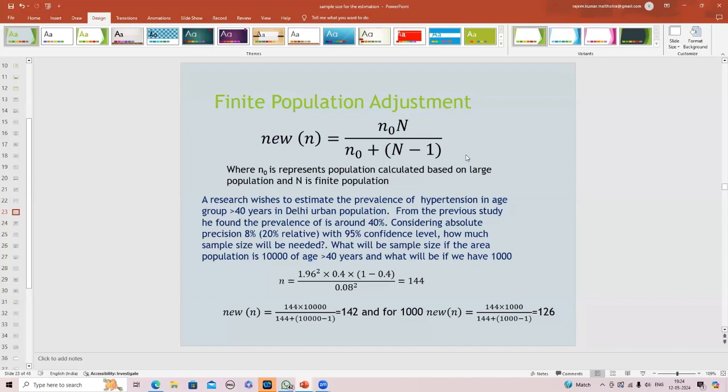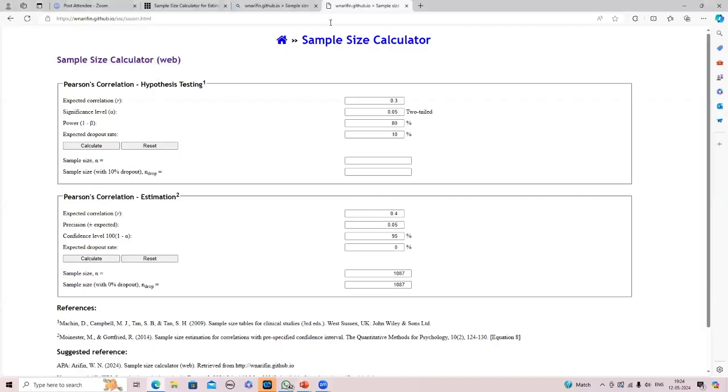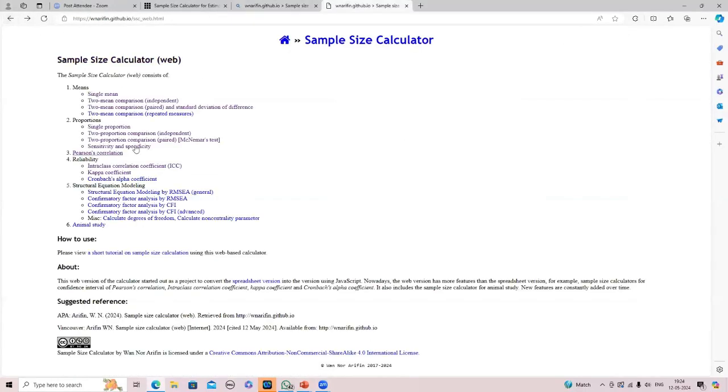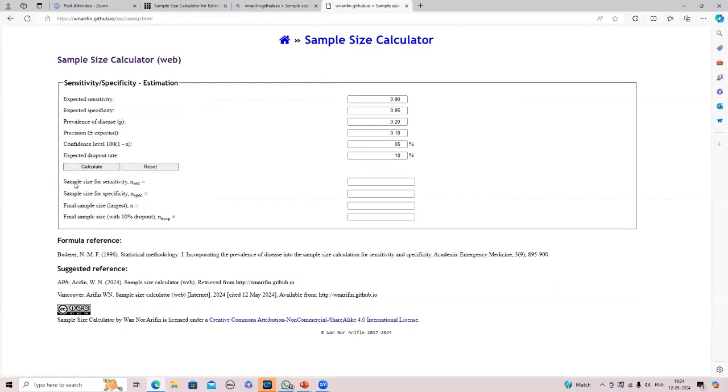Sir, in the sensitivity and specificity sample size calculation using that app, do we need to divide that value again by prevalence, or is that the final sample size being calculated there? In that, there is no need for it. It is already divided, giving 173.